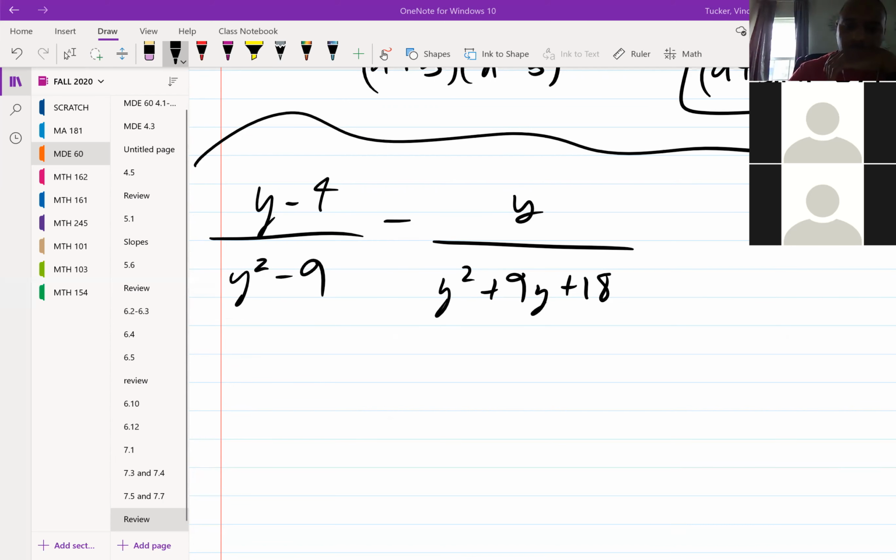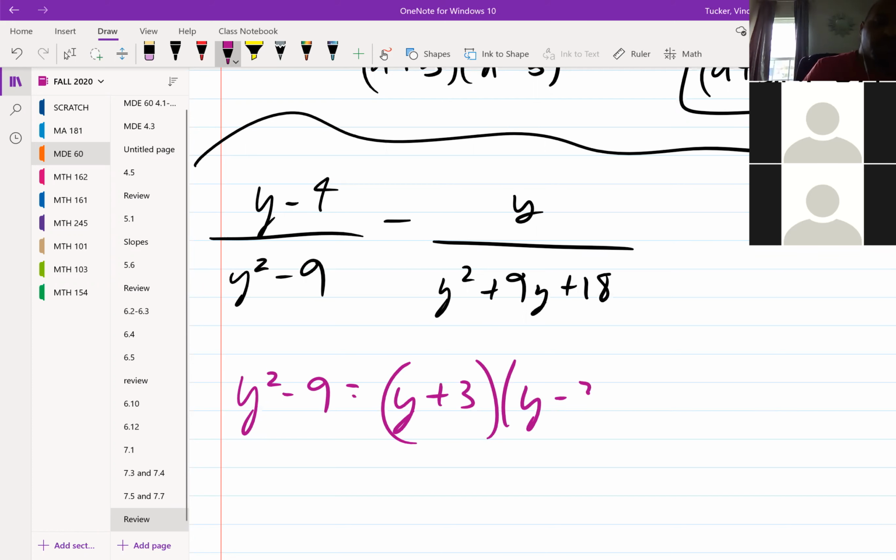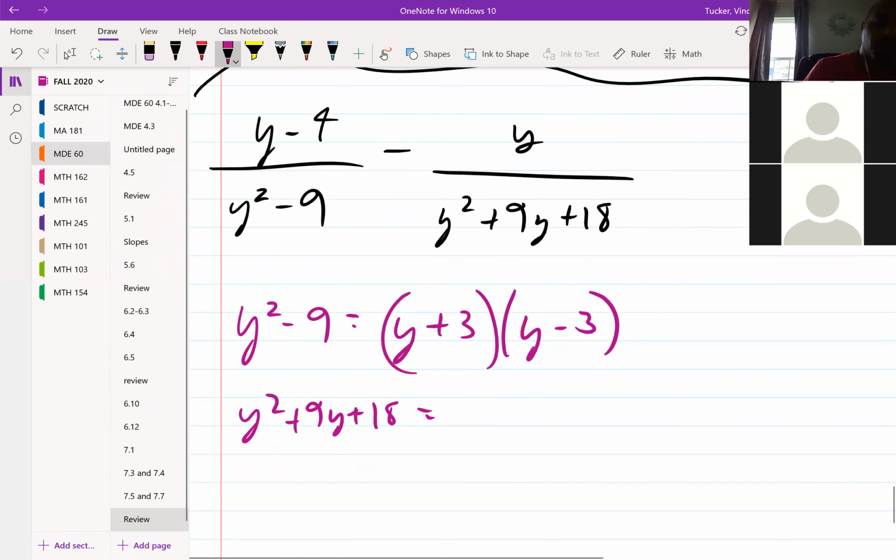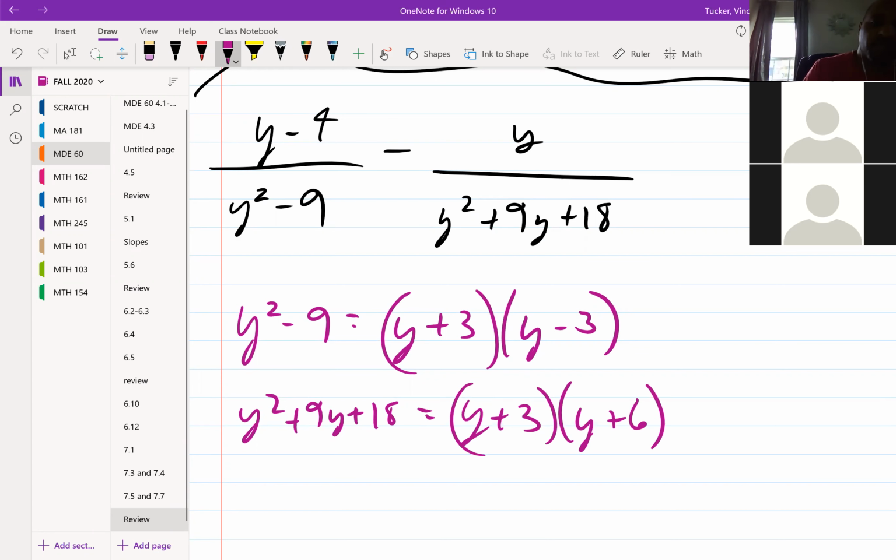And the other one, I got the factor at the bottom. So do that real quick. You're right, sir. Difference of squares, y plus 3, y minus 3. And here we're going to factor this out. 18, so it's going to be y plus 3, y plus 6. So we need our factors of 18 that will add together and give us 9. So that's why we did 3 and 6.